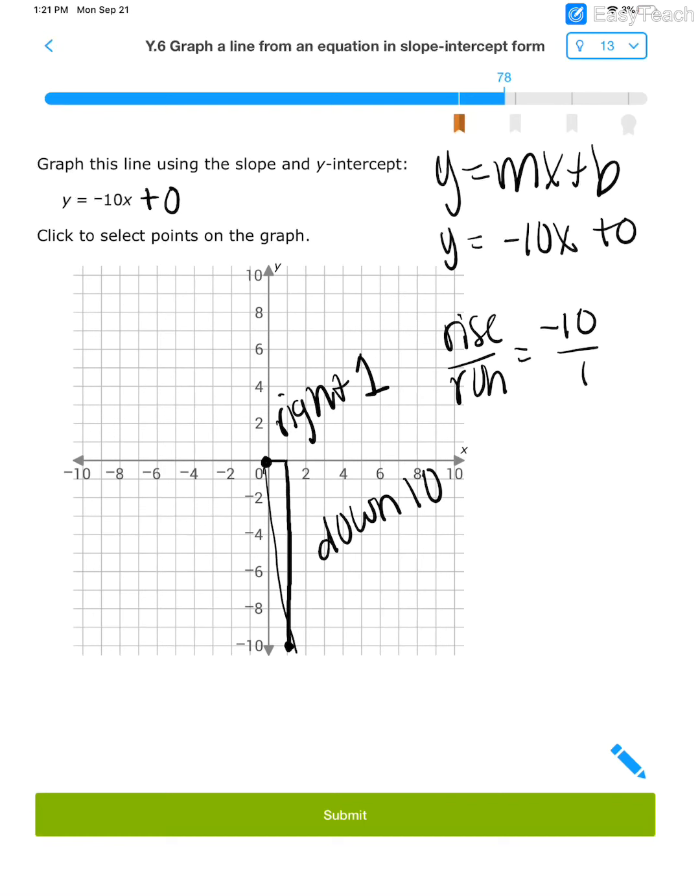When I click those 2 points, again, we'll make our nice line on IXL. If I said Desmos throughout this, I meant IXL. All right, there we go. Let me know if you have questions, okay?